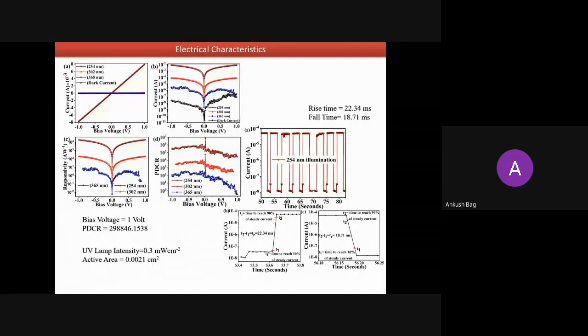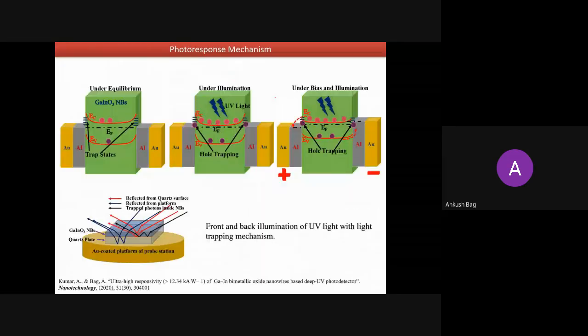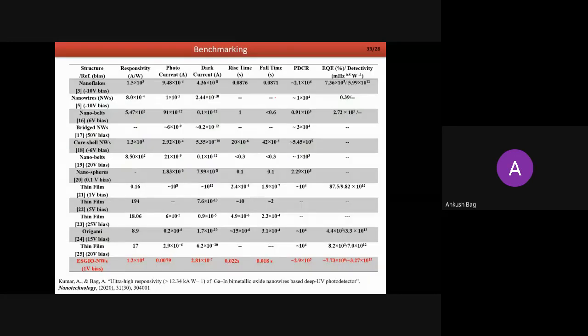Obviously the higher the photon energy, the higher the responsivity, or the electron hole pair generation, inside this type of photodetector. But once again, the disadvantage is the rise time and the fall time. So these devices are slower in terms of speed, and there we need to do this trade-off. Here also we have tried to understand what the mechanism is that is responsible for this high photo to dark current ratio and other parameters.